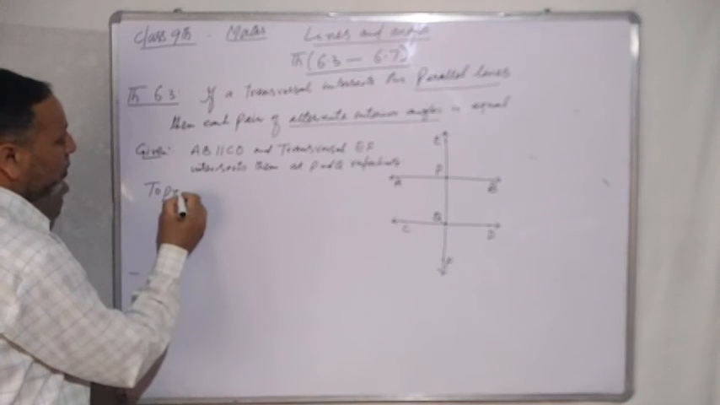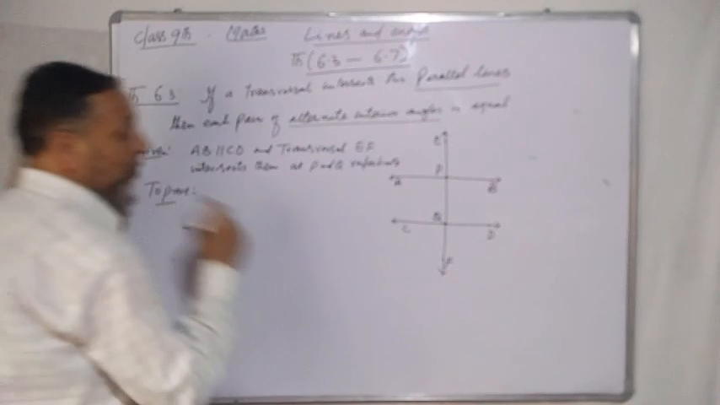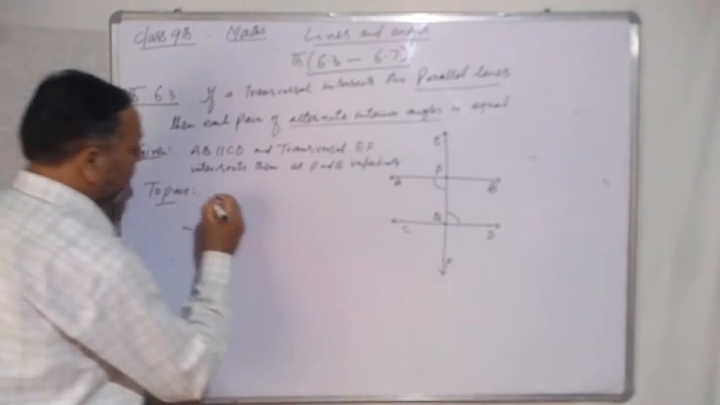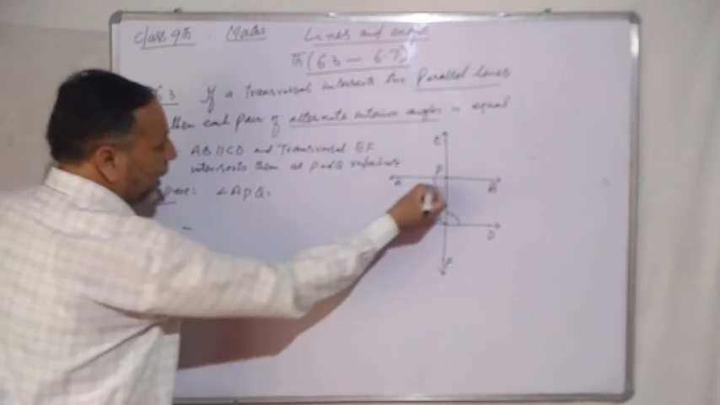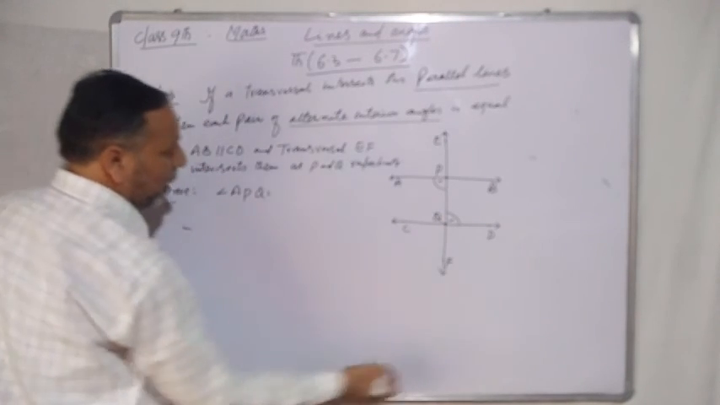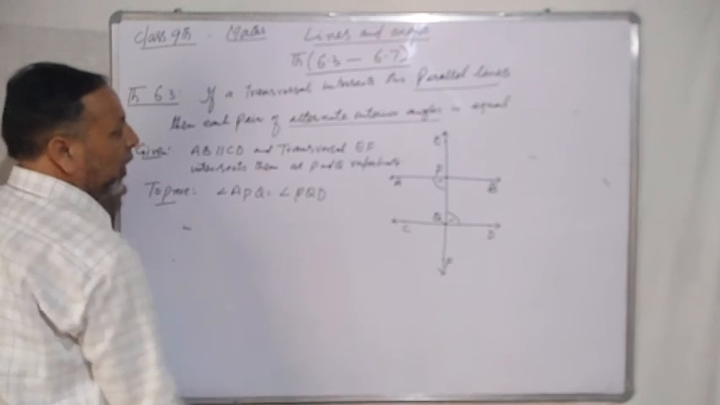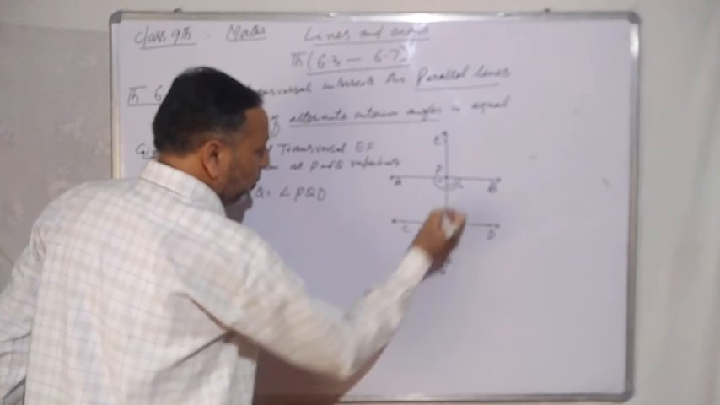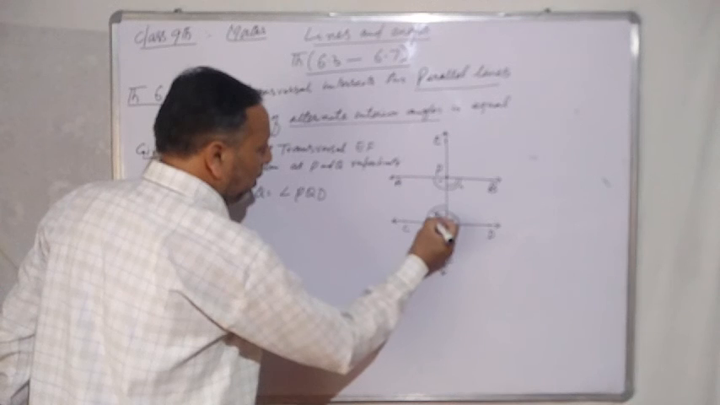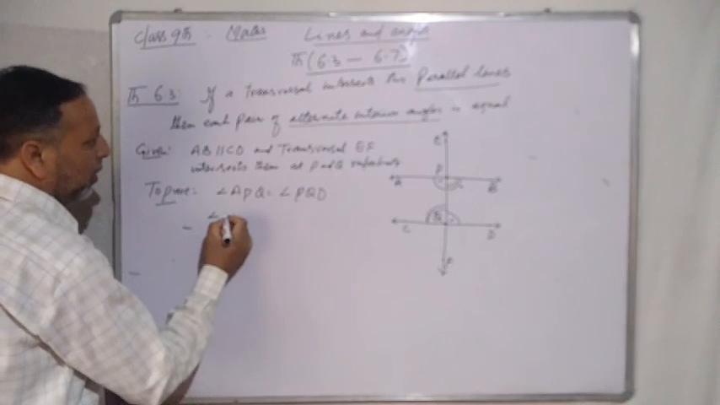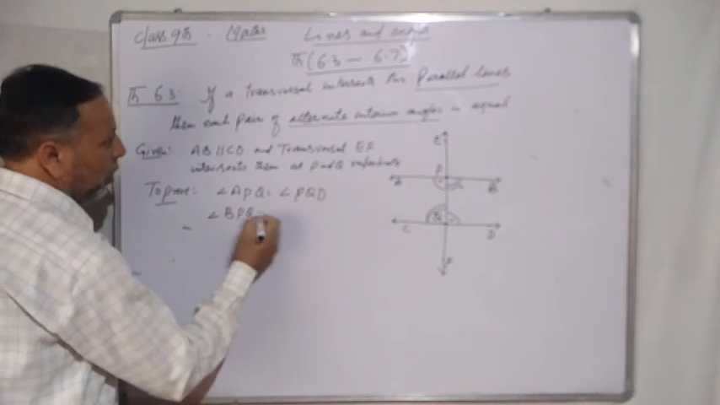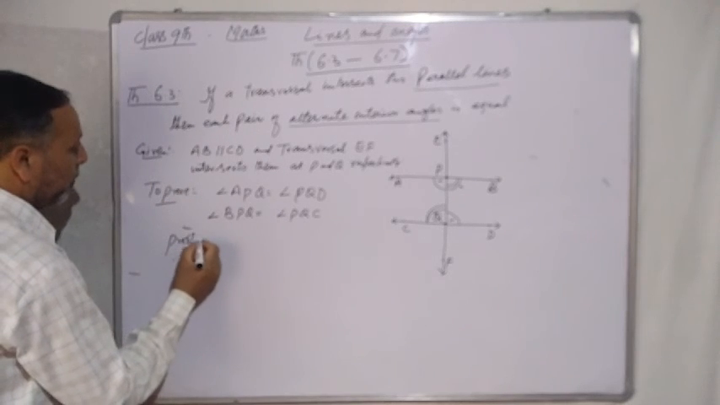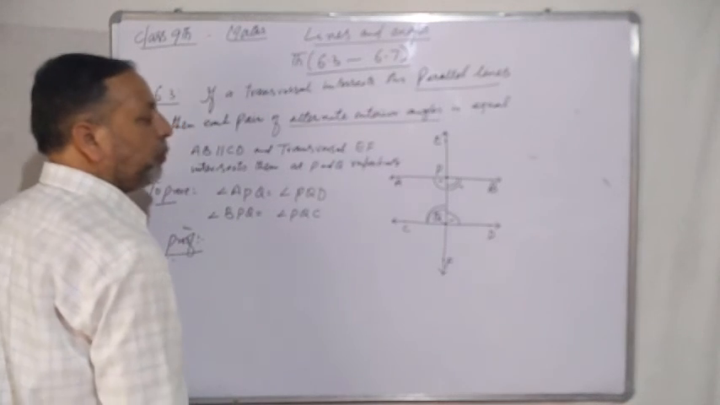To prove each pair of alternate interior angles, that means we have to prove that angle APQ is equal to angle PQD, and prove angle BPQ is equal to angle PQC. Now, you see the proof here.